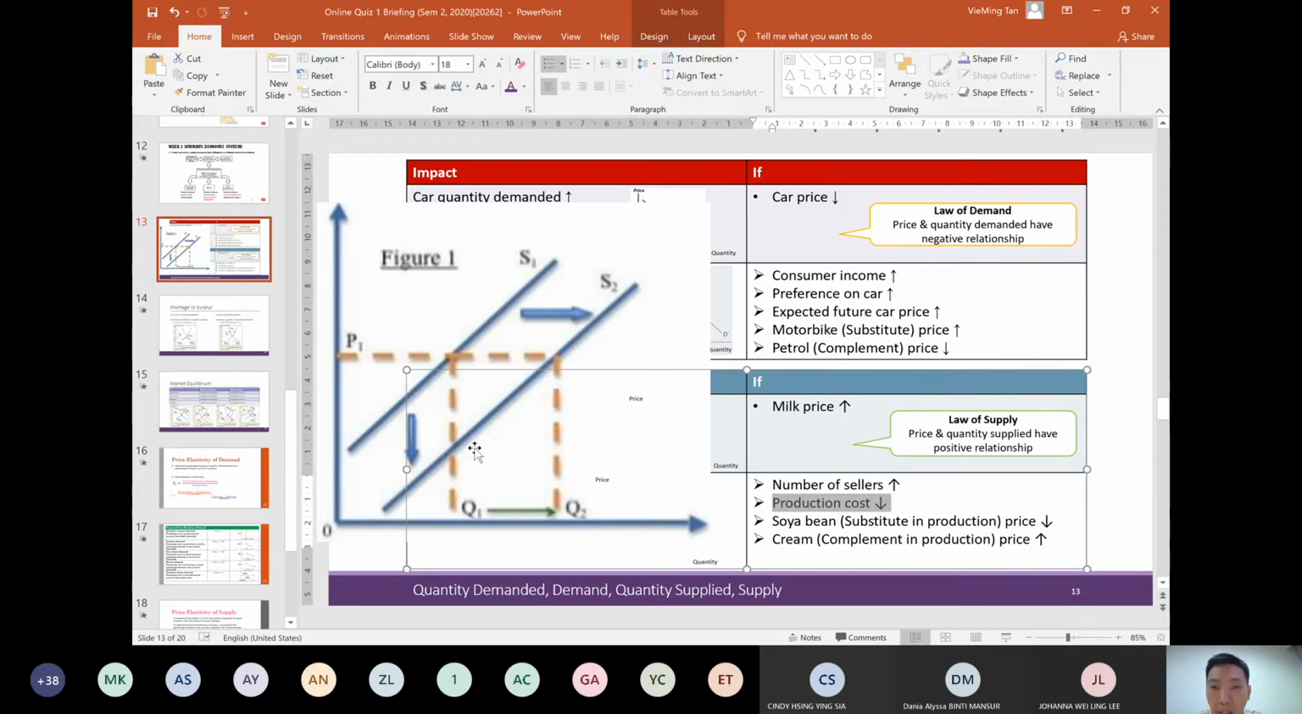And when this happens, this will increase the supply for milk and shift the supply curve to the right hand side. So if the soybean price is reducing, that means some of the producers will try to increase the production for milk. Some of them will switch to produce more milk now.